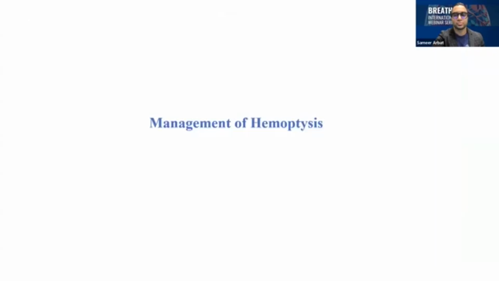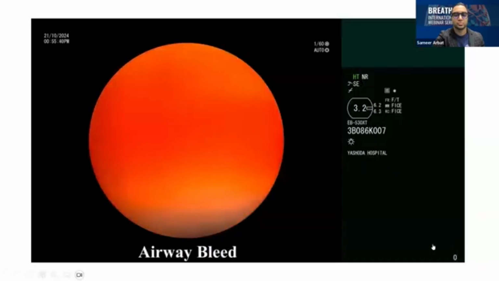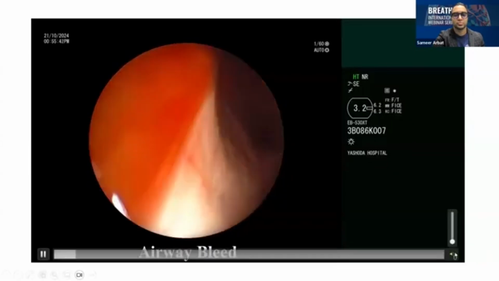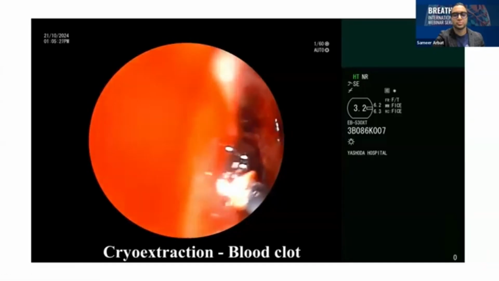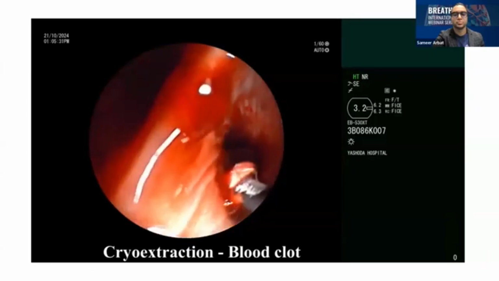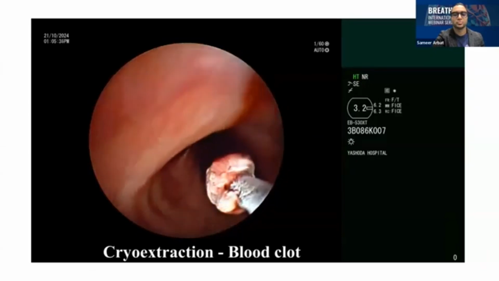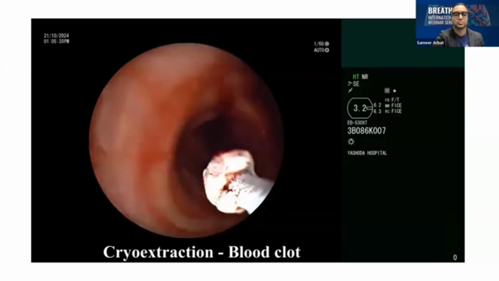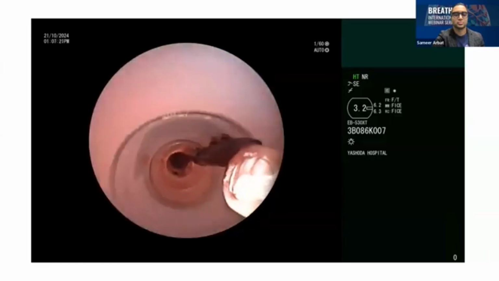Another major area where rigid bronchoscopy really plays an important role is in the management of hemoptysis. As you can see from this case, you have a patient with massive bleeding. Initially, we are using the cryo instruments to retrieve these clots from the airways. Once these clots are removed, you will see that there is active oozing of blood from the airway. So we need to prevent further oozing of blood and hemoptysis.